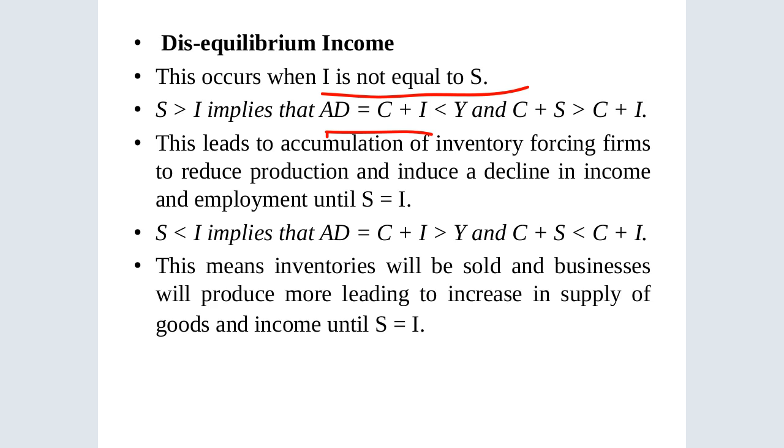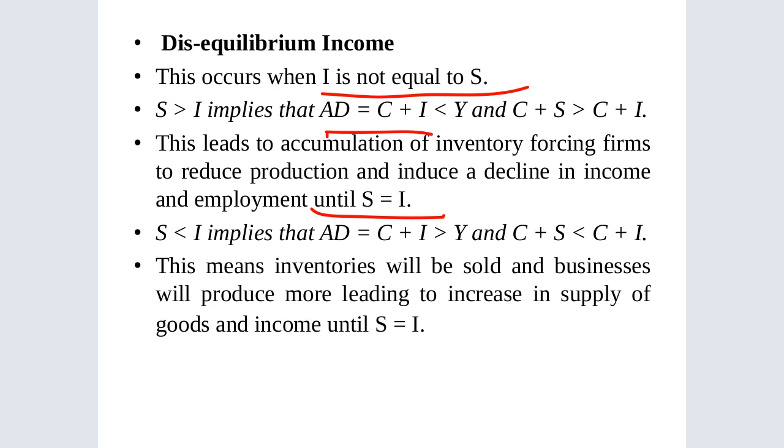And if consumption plus savings is greater than consumption plus investment, this simply leads to the accumulation of inventory, forcing firms to reduce production and inducing a decline in the national income until savings equals investment.